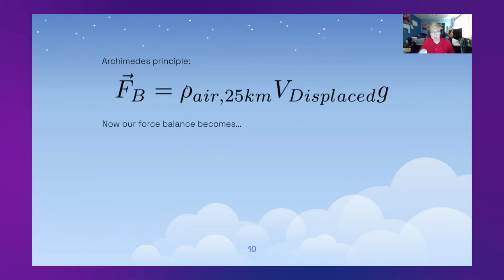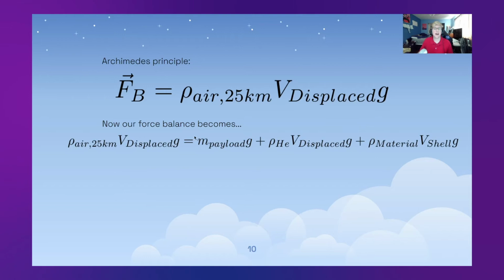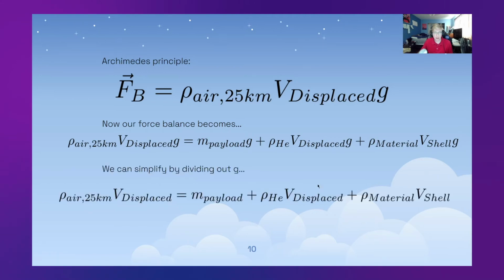So Archimedes' principle states that the upward buoyant force acting on an object is going to be the density of the fluid around the object multiplied by the volume of fluid displaced by the object multiplied by the gravitational constant. If we just plug that back into the equation we had on the last slide, it becomes this equation. And in order to simplify this, we're just going to divide out g since it's in every term here. So that gives us this equation.